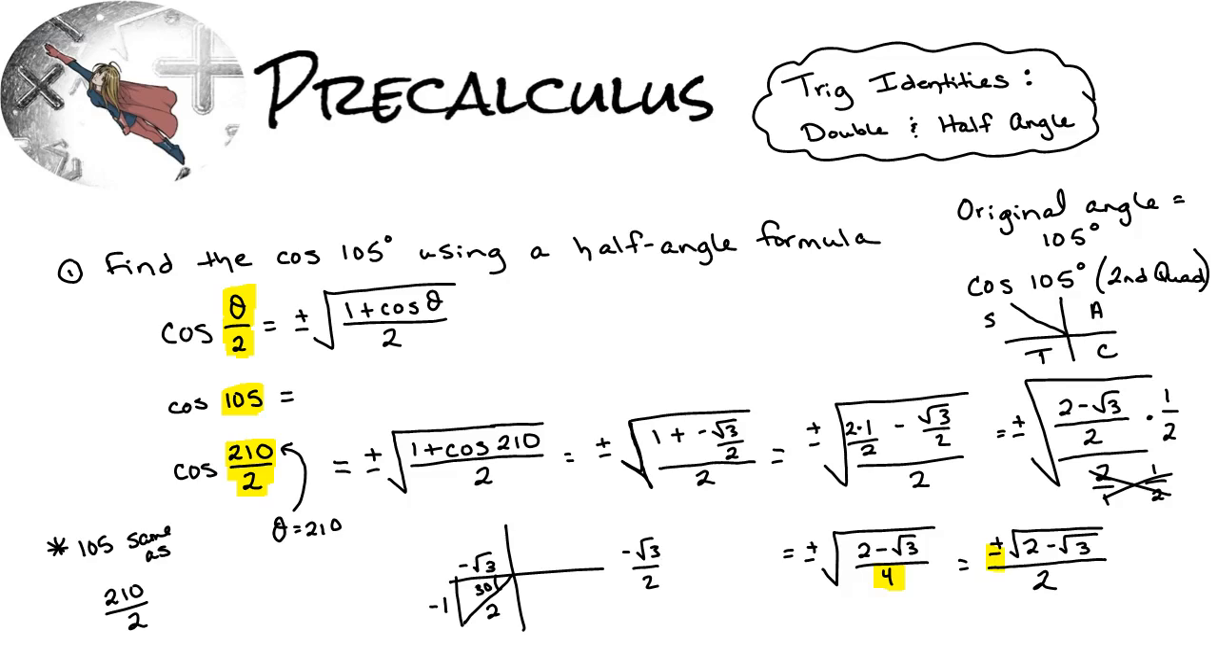So you highlight that. So our final answer is going to be just the negative only, square root around the top, all over 2. And that would be our final solution.